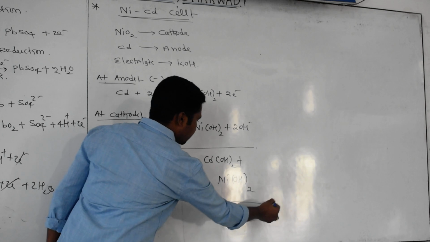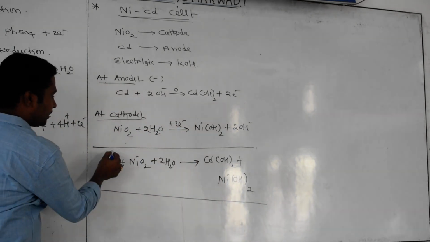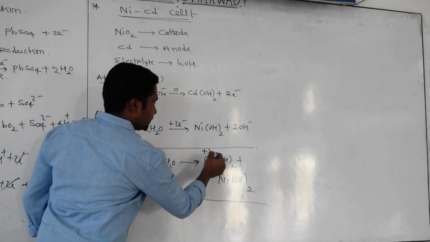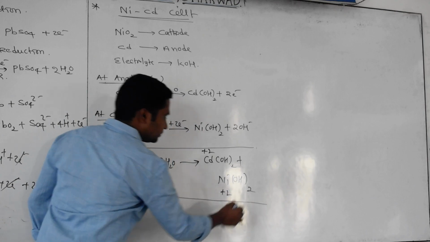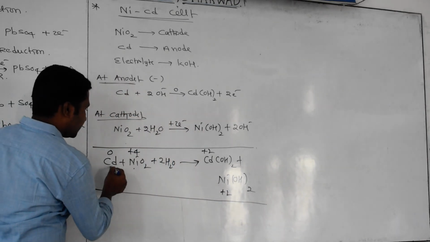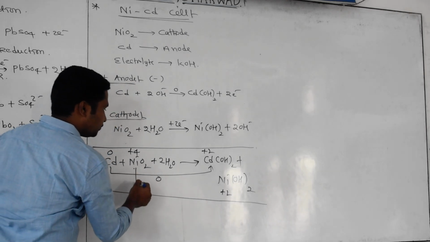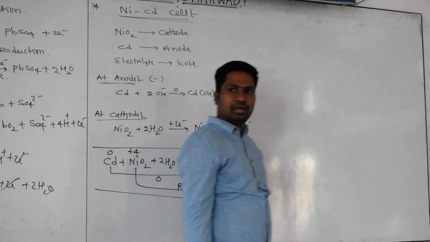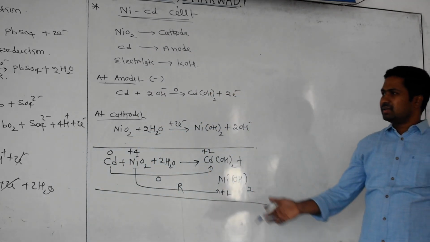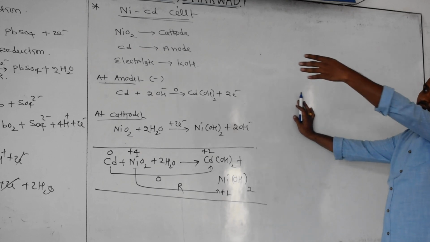The whole reaction is a redox reaction. Here cadmium goes from 0 to plus 2, so oxidation takes place, forming cadmium hydroxide. Nickel goes from plus 4 to plus 2, which is reduction. The whole cell reaction is the redox reaction. Is it clear? It's a very simple thing. But mostly in examinations they ask about the dry cell or otherwise the lead storage battery.